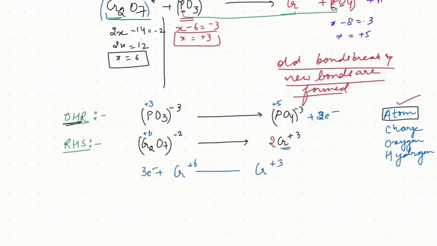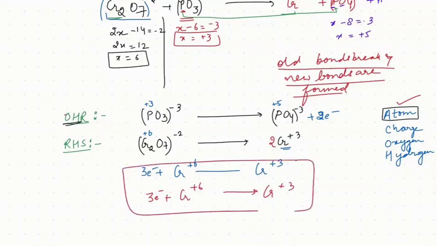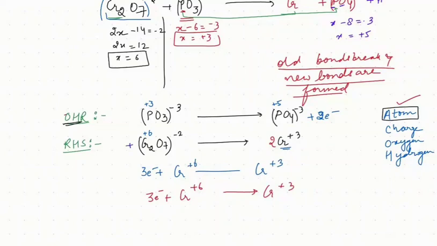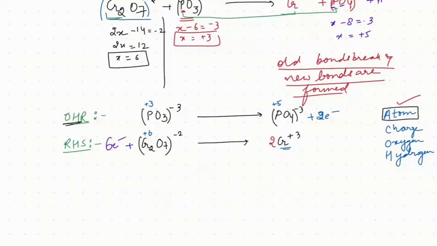And then another chromium, because there are 2 chromium on the reactant side, also gains 3 electrons, and hence it becomes Cr plus 3. So that means it has gained overall 3 and 3, 6 electrons. If I provide 6 electrons in all to the radical Cr2O7 minus 2, it becomes 2 Cr plus 3. Yes or no? Yes.